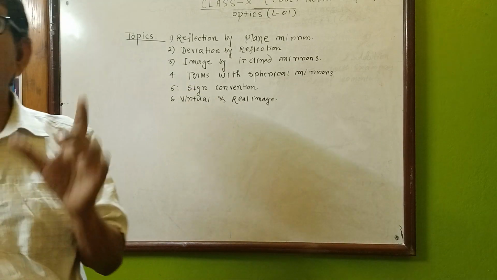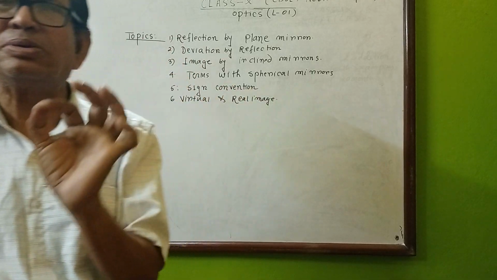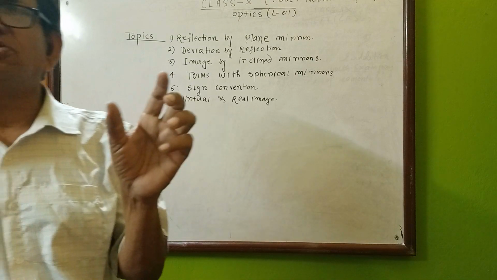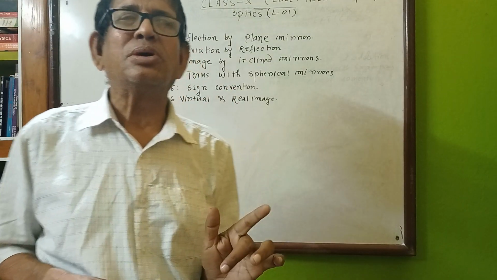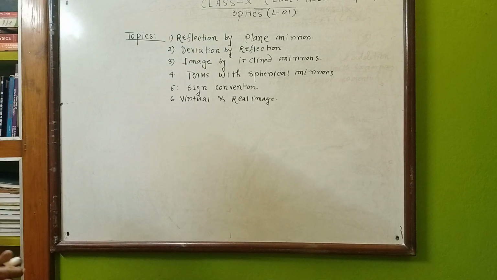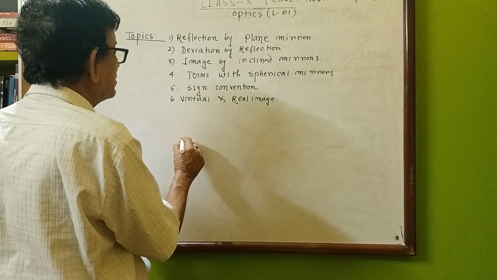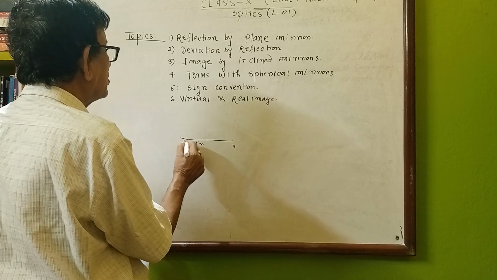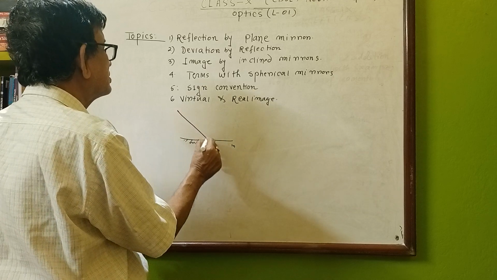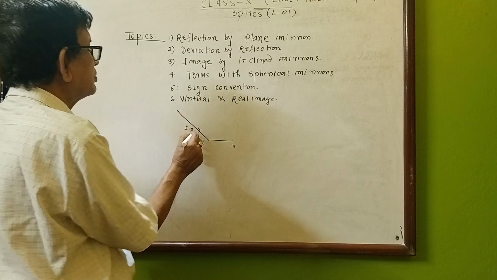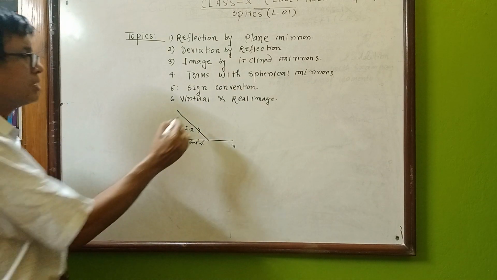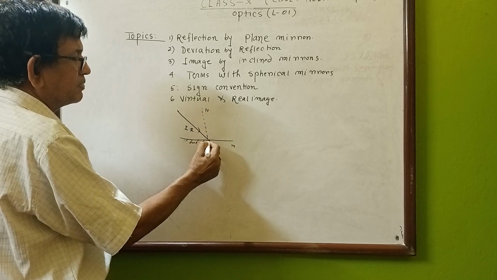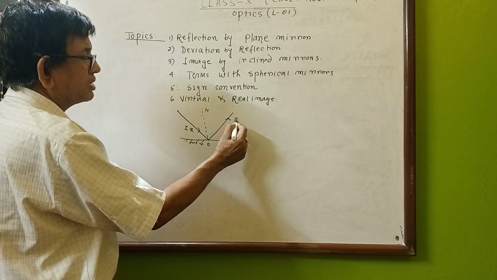You know two basic properties of light. One is reflection, the other is refraction. These are considered geometrical optics because maximum numericals can be solved with geometry. Suppose you consider a mirror. This is the mirror M. Now if a ray of light, this is the incident ray, falls on the mirror, you take a normal, then it is reflected back to the original medium. That is the reflected light.